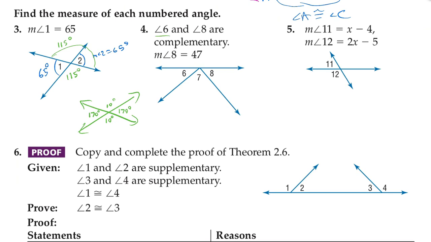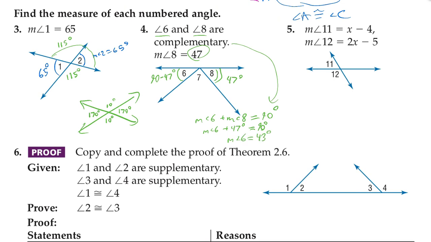Okay, angle 6 and angle 8 are complementary. So that means this angle plus this angle add up to 90 degrees. And it says the measure of angle 8 is 47 degrees. Well, then I can just go, this one is 90 minus 47 degrees, right? Because they add up to 90. Or if you want to do it, you go measure of angle 6 plus measure of angle 8 equals 90 degrees. That's the very definition of complementary. And then I just substitute in the 47. So measure of angle 6 plus 47 equals 90. We subtract 47 and we get the measure of angle 6 is 43 degrees.